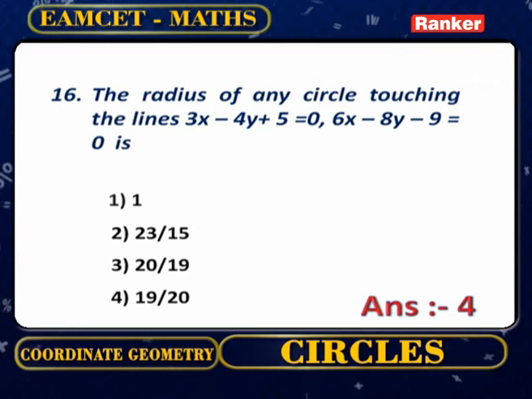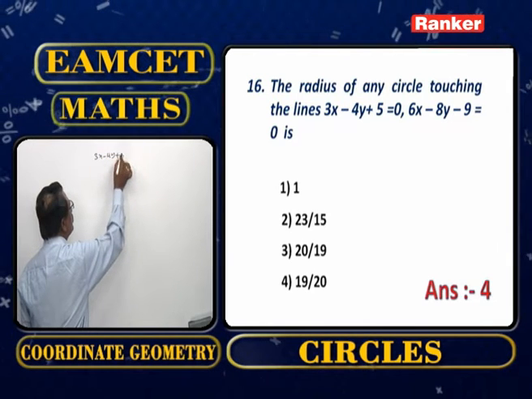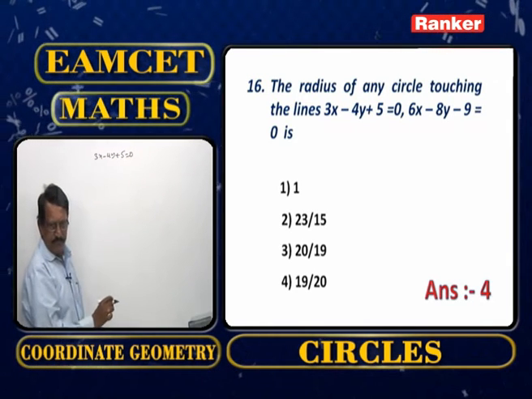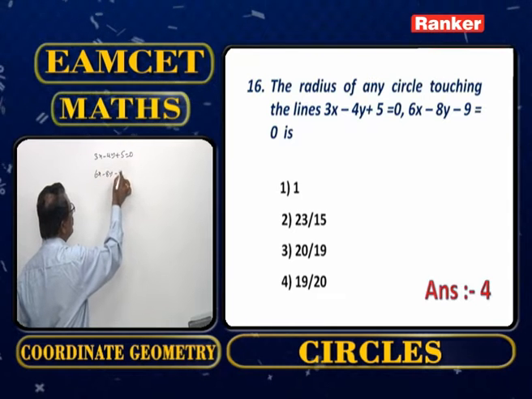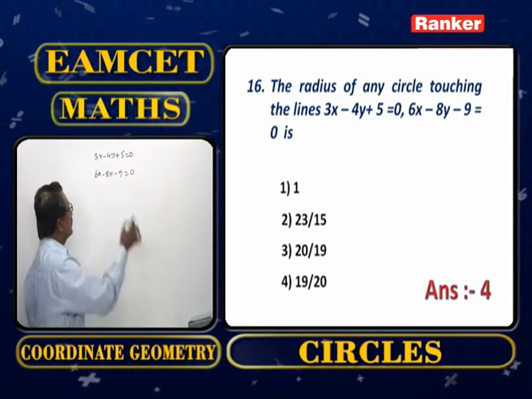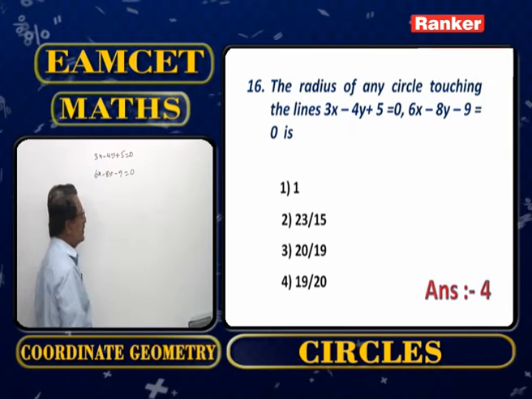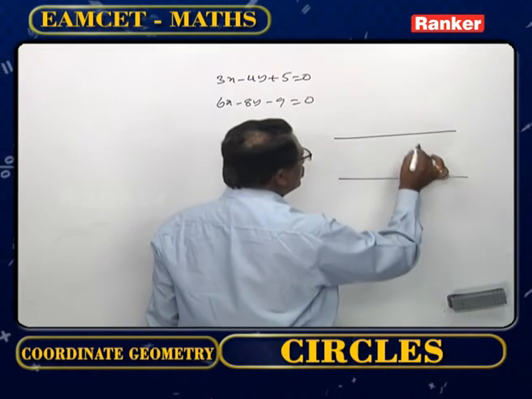The radius of any circle touching the lines 3x minus 4y plus 5 equals 0 and 6x minus 8y minus 9 equals 0 is? Now, observe the given equations: the two lines are parallel to each other.